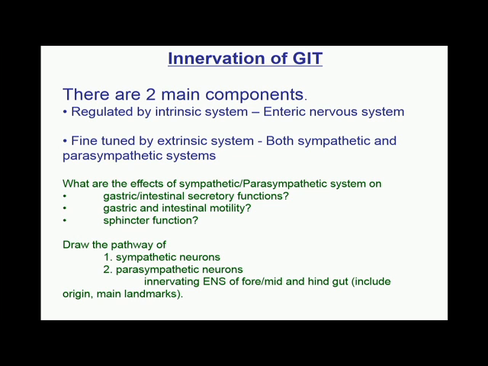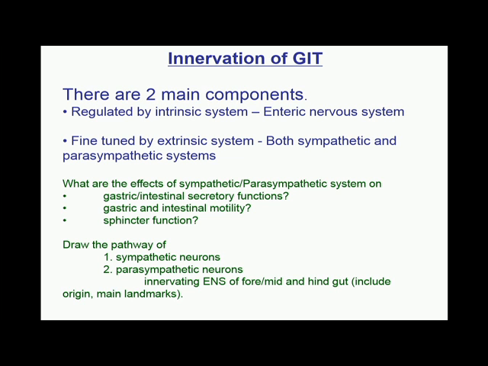So there's an intrinsic component and an extrinsic component. The intrinsic component is the enteric nervous system, and the extrinsic system is your sympathetic and parasympathetics coming through the celiac, superior mesenteric and inferior mesenteric plexuses. So they fine-tune.